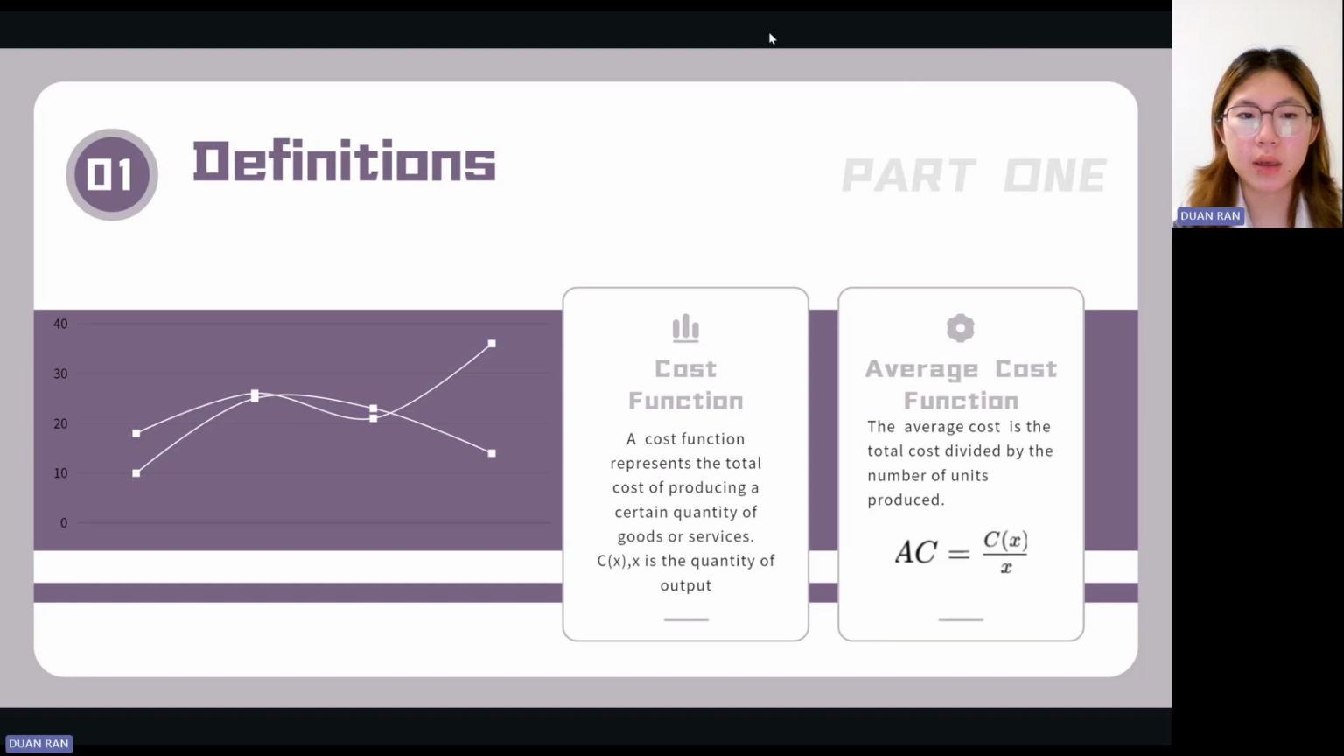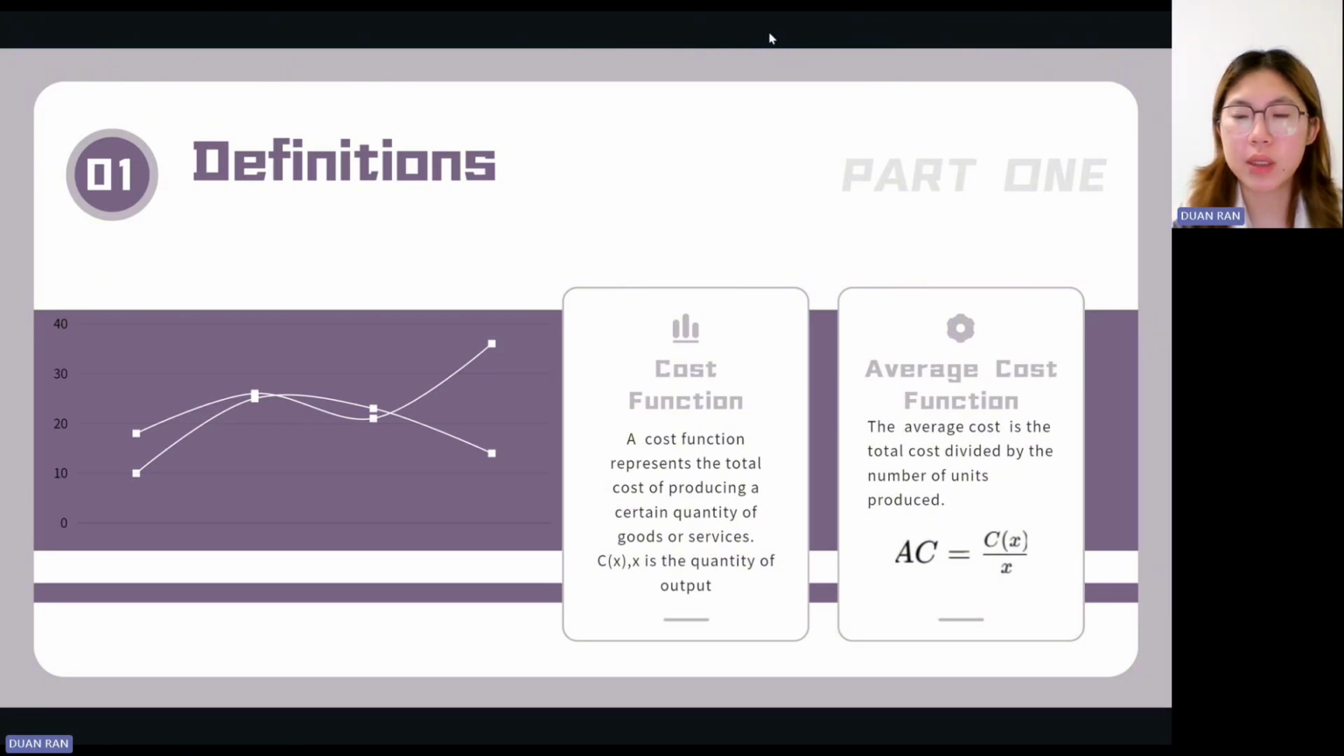The first one is a cost function. It represents the total cost of producing a certain quantity of goods or services. It's often denoted as C(x), where x is the quantity of output. Marginal cost is a derivative of the cost function. It represents the additional cost for producing one more unit of output.